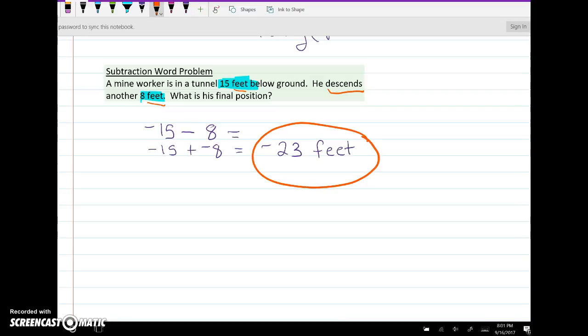So go ahead, work on the other 6 problems on both sides of the paper. Try your best. Feel free to underline, highlight, circle, whatever you need to do, and we are going to go over these tomorrow in class.